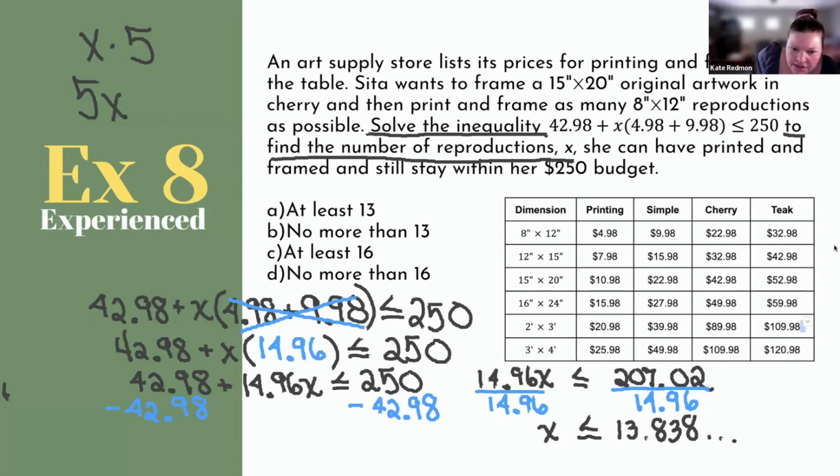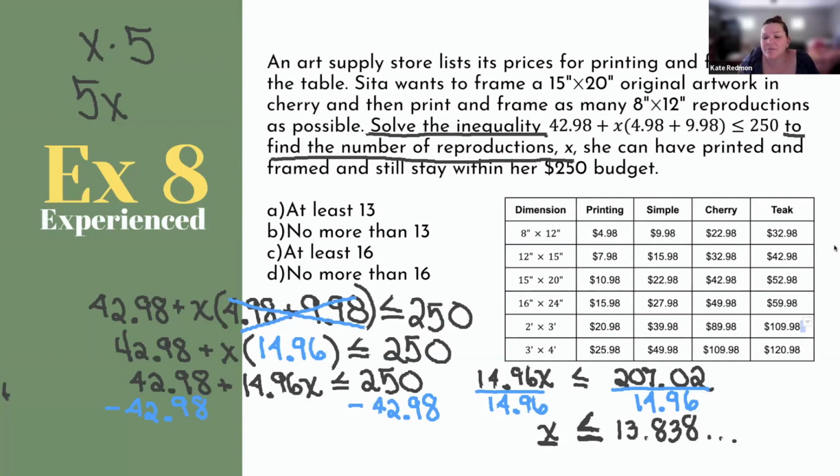At least 13. Oh, no more than 13. At least 16. No more. This is when the context helps us. So let's go back up to the question now. What were we looking for? Find X. And it says that X is what? It says to find the number of reproductions. There you go. We're looking for the number of reproductions, X, that she can have printed and framed and still stay within her budget. And we see our answer here says X, the number she can have framed, has got to be less than or equal to 13.838.